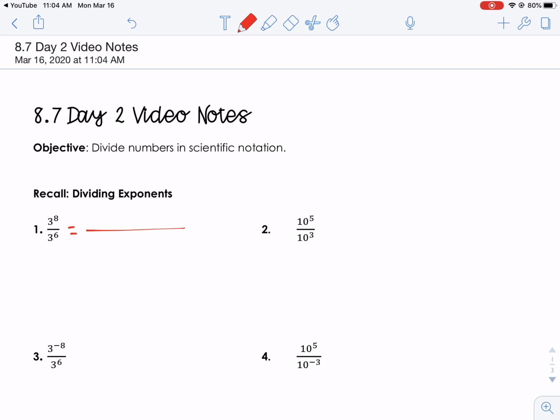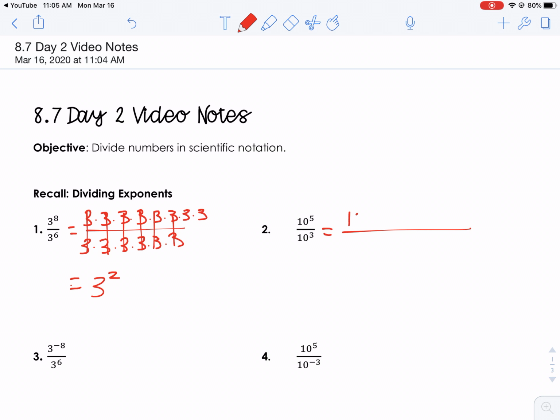So remember, 3 to the 8th meant that we have 8 3's multiplied together in the numerator. 3 to the 6th meant we have 6 3's multiplied together in the denominator. And we can cancel out 6 pairs of 3's, leaving us with 3 to the 2nd. Okay. Similarly, in number 2, 10 to the 5th meant that we have 5 10's multiplied together in the numerator. 10 to the 3rd meant we had 3 10's multiplied together in the denominator. We would get 3 pairs of 10's canceled out, leaving us with 10 to the 2nd.